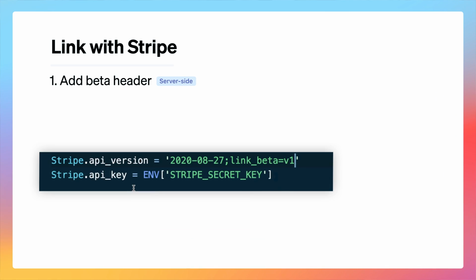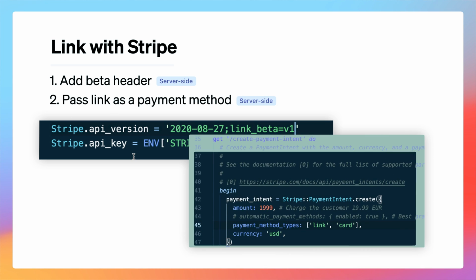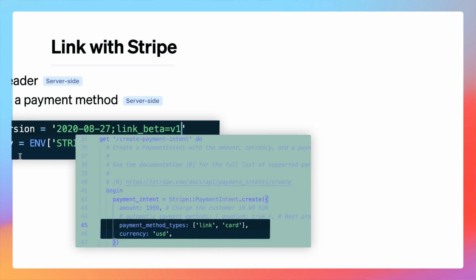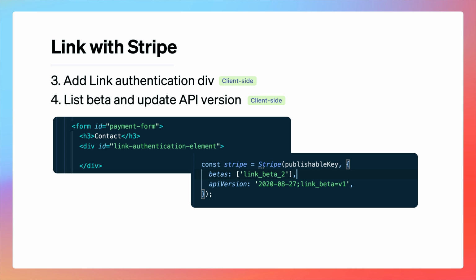So just as a quick recap, first we went to the server, we added that link beta header, we changed the currency to USD. If we weren't using automatic payment methods, we would pass in link as one of the payment method types. Next, we went to the front end, we added this container link authentication element, this div that we can use to mount our authentication element. Then from index.js, we added our list of betas, including link beta 2. We also updated the API version to include our beta.